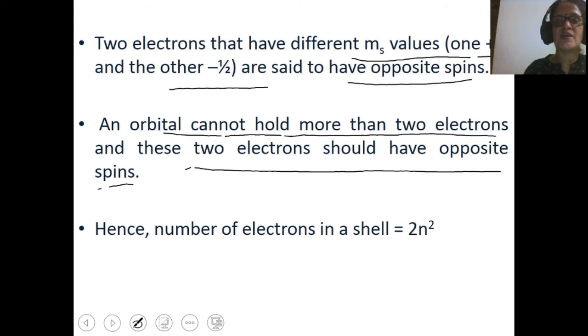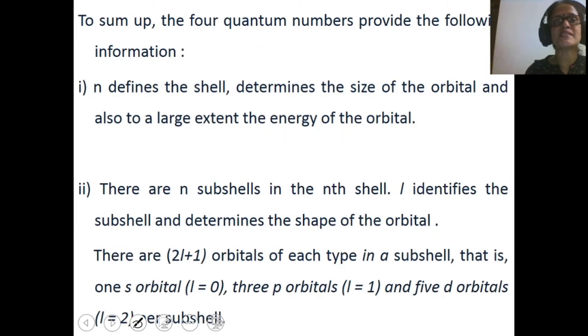Now, just now we have seen that an orbital cannot hold more than two electrons. Children, previously we have studied that in a shell, the number of orbitals is equal to n square, and an orbital can accommodate two electrons, so the number of electrons in a shell will be equal to 2n square. I hope these points are clear to you.